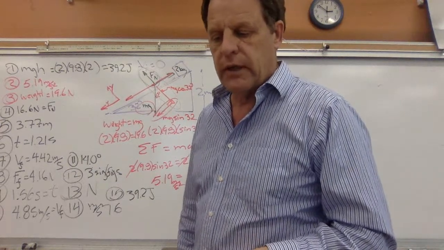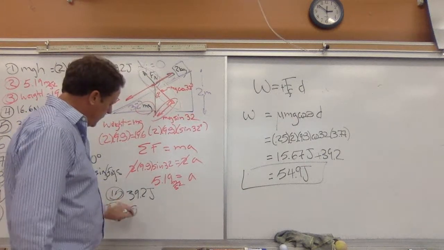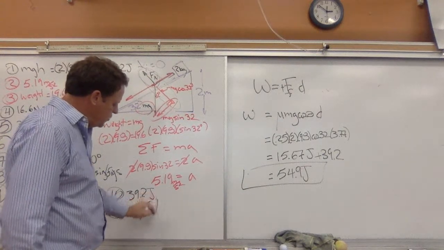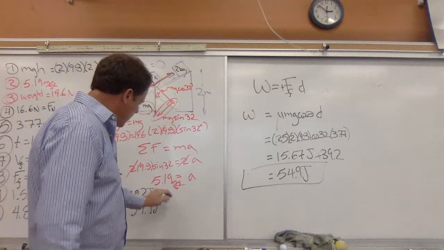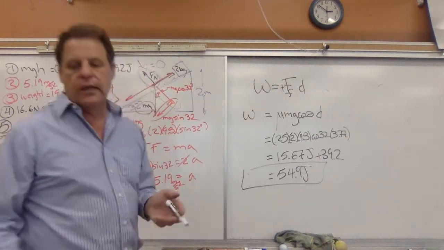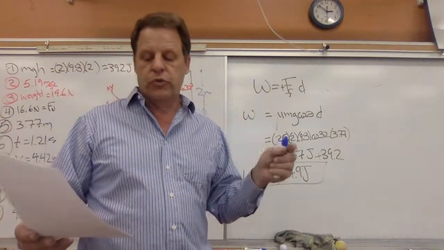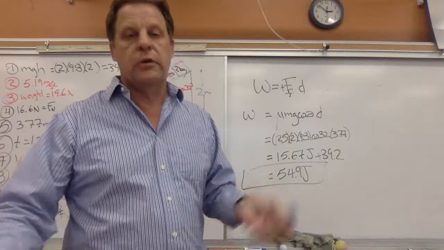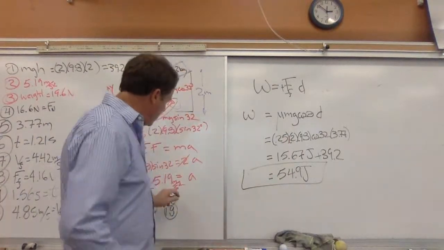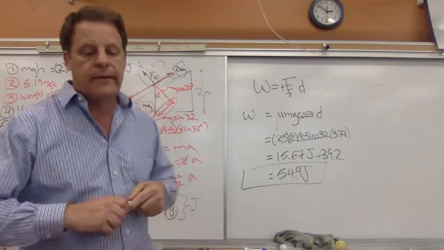And so number 16 was 54.9 joules. Okay, and 17 and 18: what are the units for work, which is joules. What is the SI unit for energy? Joules. So both of these are going to be joules.